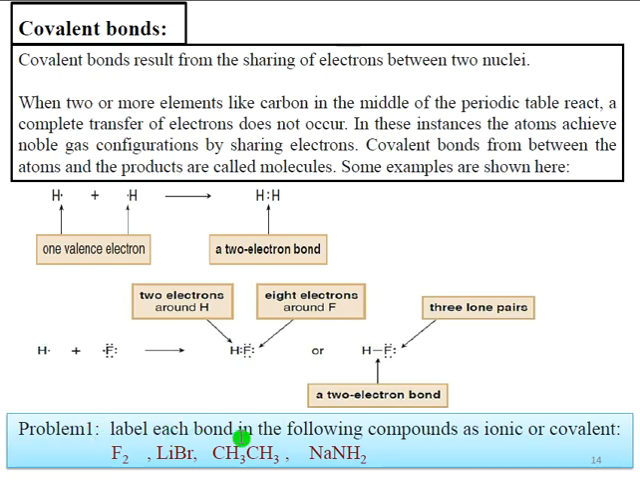Here you have examples. Label each bond in the following compounds as ionic or covalent. For the F2, of course, it will be covalent. Lithium bromine will be an ionic bond because lithium is a metal from the left side of the periodic table and bromine is from the right side. Between the carbons, it is covalent; carbon hydrogen, all the bonds in this compound are covalent, there is no positive or negative charge. Here the sodium nitrogen bond will be ionic, and the nitrogen hydrogen will be covalent.